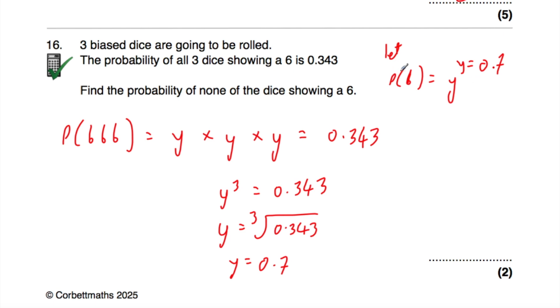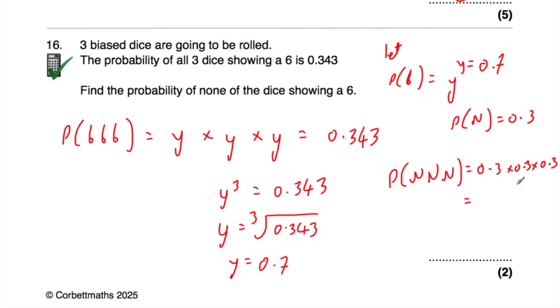So this dice is definitely biased. There's a 70% chance it's going to land on a 6. And we've actually been asked to find the probability that none of the dice show a 6. So that's a probability of not a 6, not a 6, and not a 6. So the probability of not a 6 would be equal to 0.3. So it'll be 0.3 times 0.3 times 0.3. And if we work that out, that'll tell us the probability of none of the dice showing a 6. So 0.3 times 0.3 times 0.3 is 0.027. So the probability that none of the dice show a 6 is equal to 0.027.